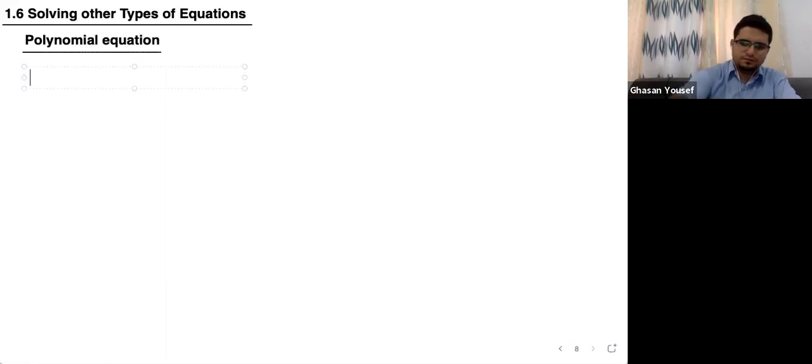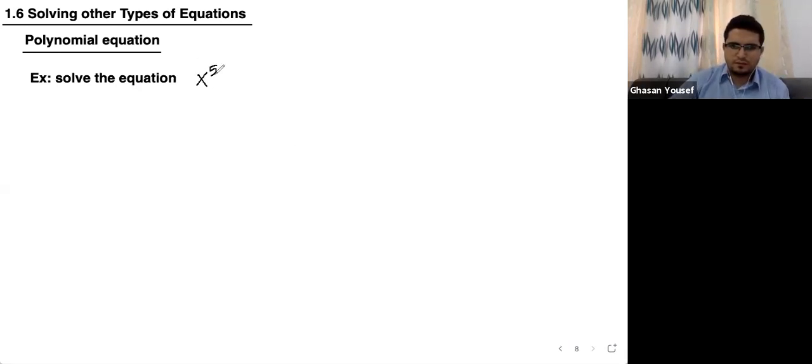Example 1: solve the equation. If I give you an equation like this, x to the power 5 equals 9x to the power 3, how can we solve this polynomial equation?